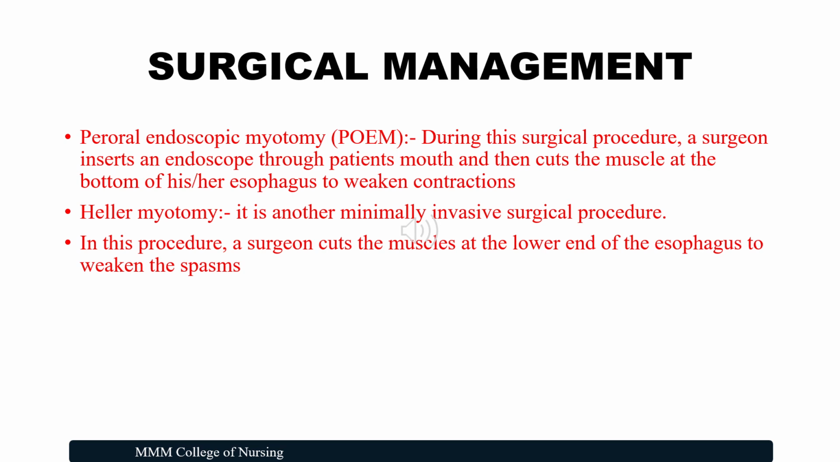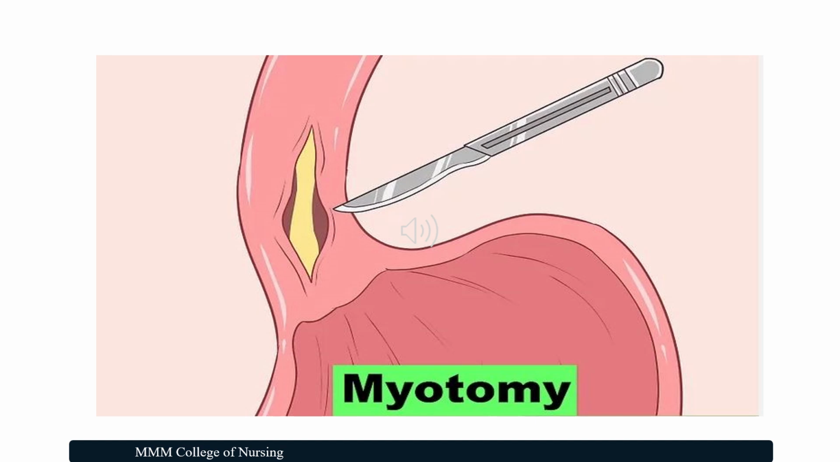Coming to surgical management, peroral endoscopic myotomy. In this surgical procedure, a surgeon may insert an endoscope through the patient's mouth and then cut the muscle at the bottom of the esophagus to weaken the contractions. This procedure is called peroral endoscopic myotomy, POEM. The next procedure is the Heller myotomy, another minimally invasive surgical procedure, in which the surgeon may cut the muscles of the lower end of the esophagus to weaken the spasm. This is the picture of the myotomy.